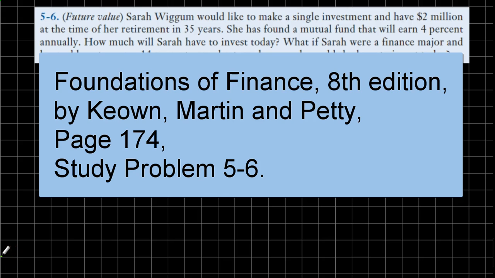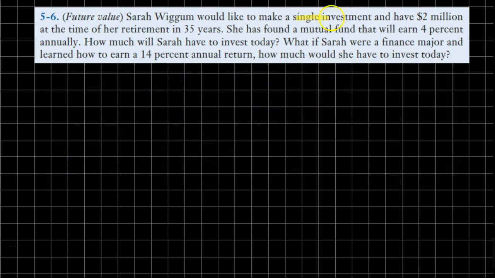Welcome. Today we will be going over study problem 5-6 from our textbook again. We have an investor. She would like to make a single investment, a single payment today, so that she can accumulate $2 million in 35 years during the time of her early retirement. She knows that she can earn 4% each year through that mutual fund investment, and the question is, how much does she need to invest today?